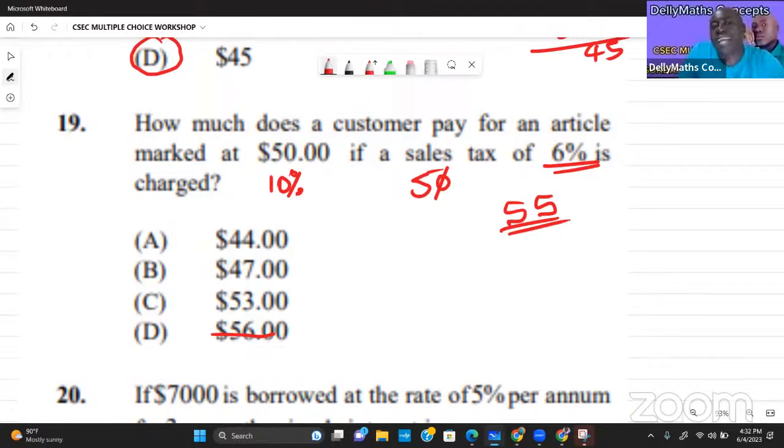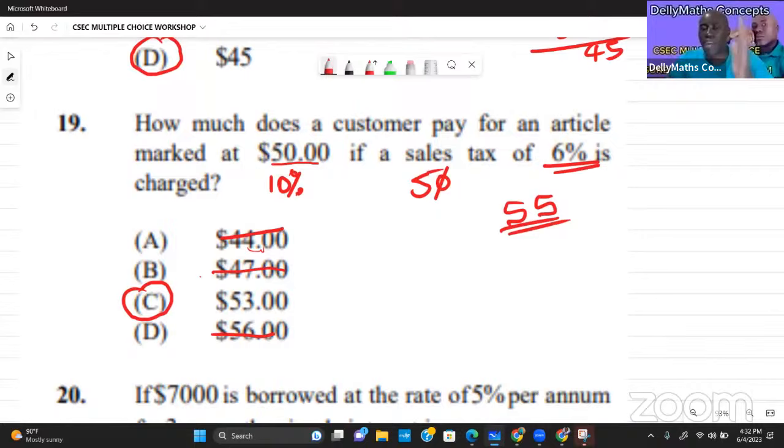Another thing you know is that if tax is added, your answer cannot be less than the amount you're going to pay for the thing. So 44 is out, 47 is out. And without working, the answer is 53. So it's not like I really need to find 6% and add it. You can do that if you want to. But I'm just saying, when you look at the question, if you know 10% is just to drop off a zero at the back, 10% is $5.